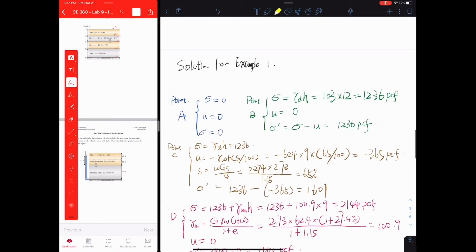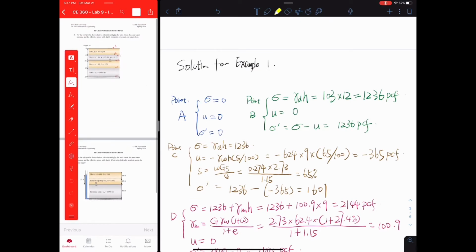Okay, so we will see how to apply this equation. Now let's move on to the solution for example 1. Okay, first let's calculate the 3 values for the point A. As we can see, the point A is at the top of all layers, so the total stress should be 0, the pore water pressure 0, and the effective stress 0 again.